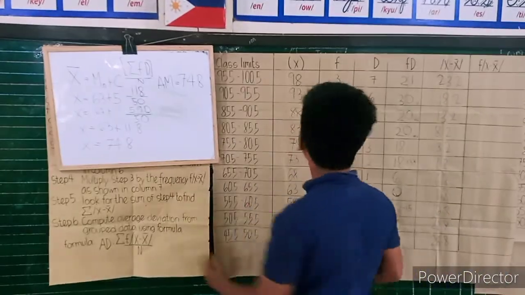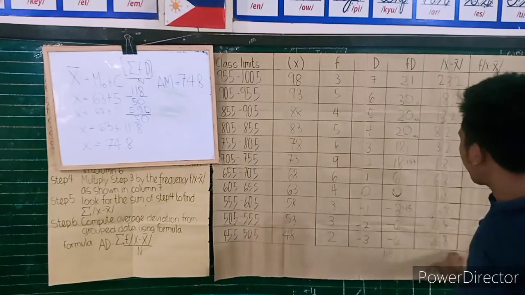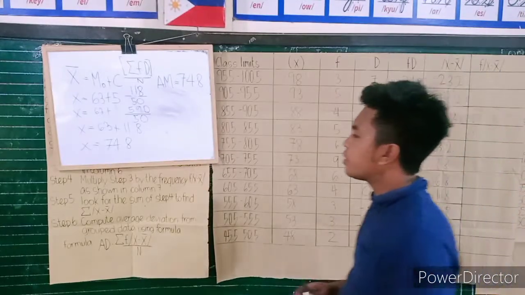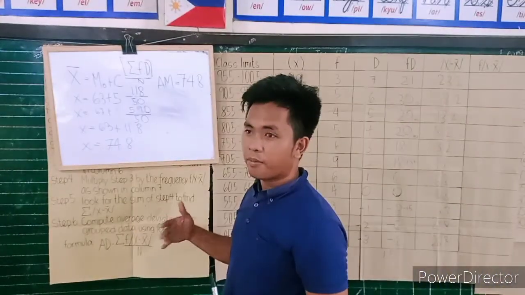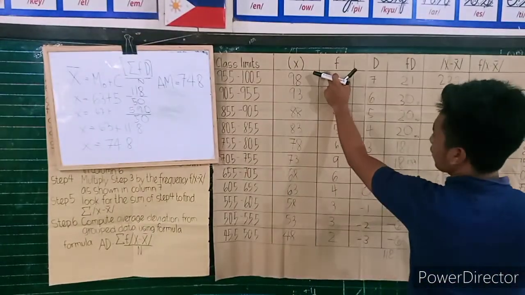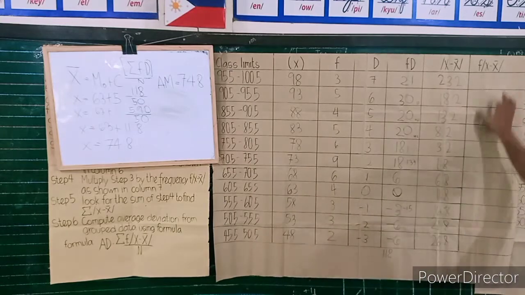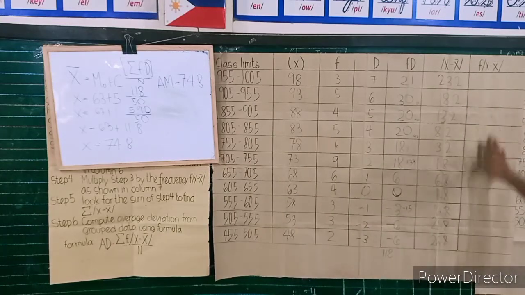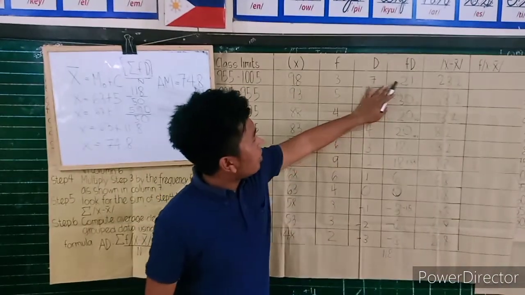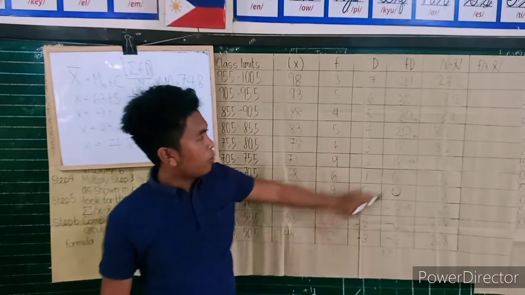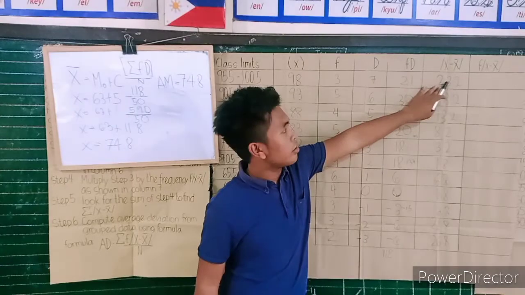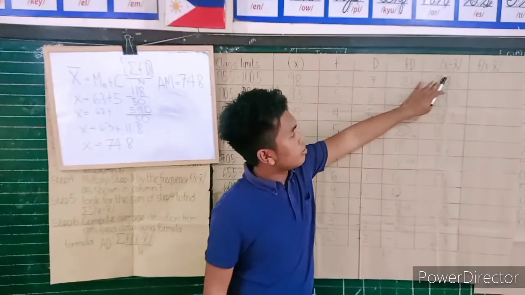Multiply the step 3. So what is the step 3? This. Okay, the midpoint minus the arithmetic mean. Multiply by the frequency. Okay, by the frequency. What is the frequency? Yes, in order to get this table. Okay, so multiply the frequency in this column by the midpoints minus the arithmetic mean.